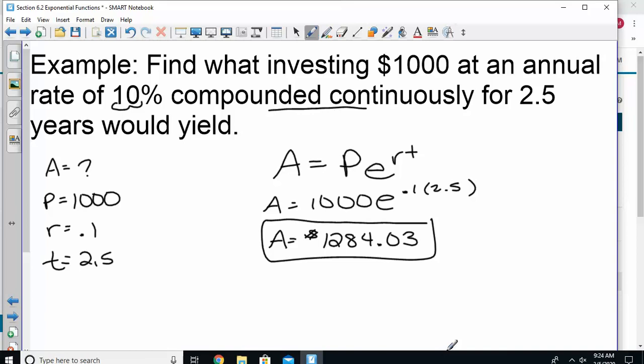Yep, you should get $1,284.03. Yes, you round as needed. So since it's 0.025, the 5 makes me round it up to a 3. Questions there? If I asked you for the interest earned, you would subtract, but I didn't ask that on this question. All right.